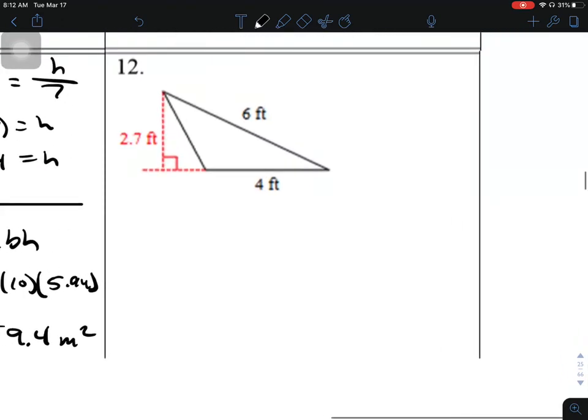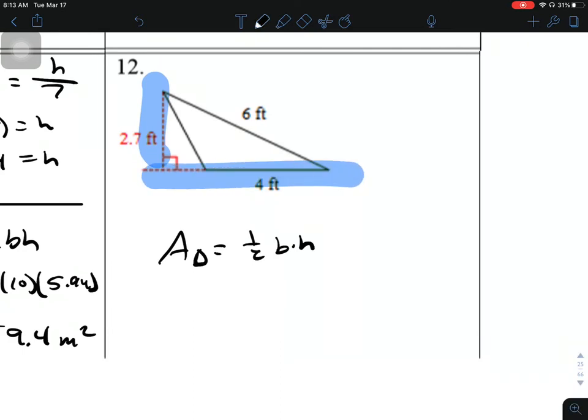Number 12, this one is straightforward. Area of a triangle is 1/2 base times the height. Base and the height are perpendicular. So it's 1/2 of 4 times 2.7.